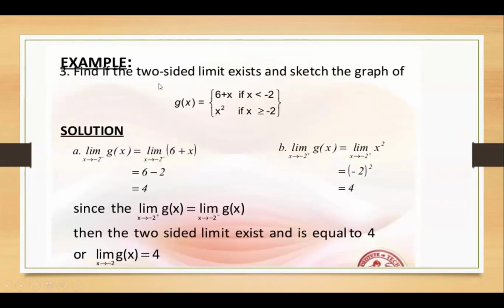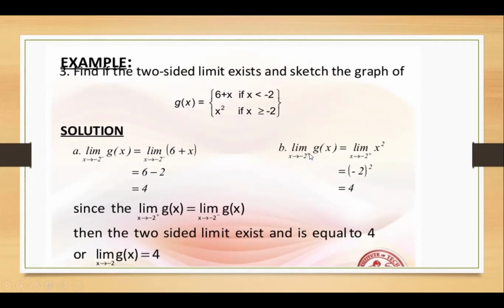Another example, find the two-sided limit and sketch the graph. Here, g of x is 6 plus x if x is less than -2, and you will use x squared if x is greater than or equal to -2. So when you evaluate the limit of g of x as x approaches -2 from the left, we substitute -2: 6 minus 2, we have 4.